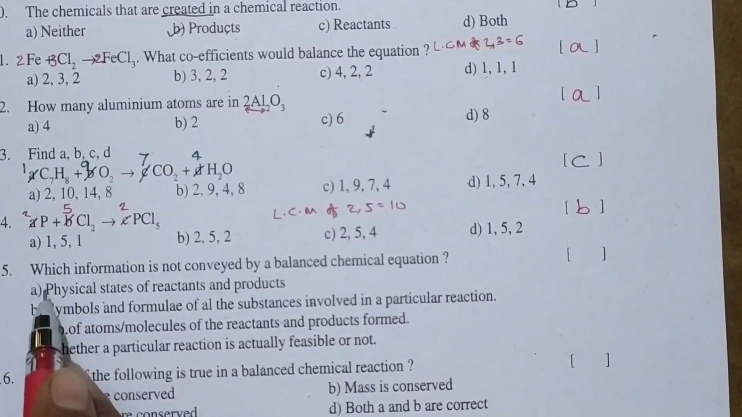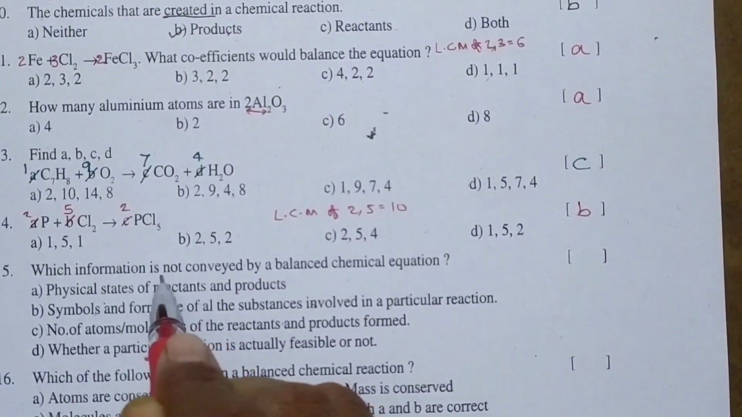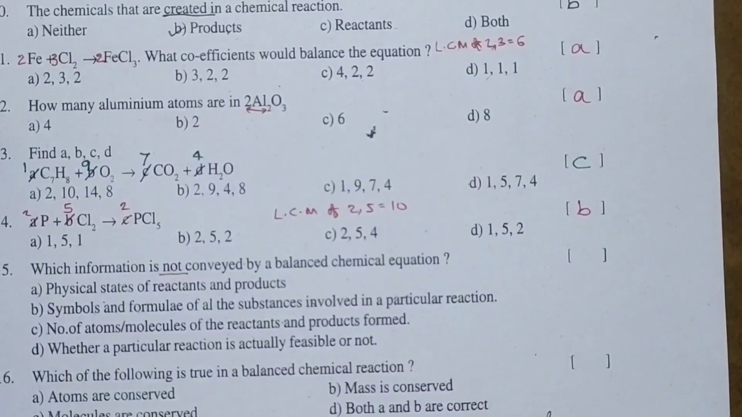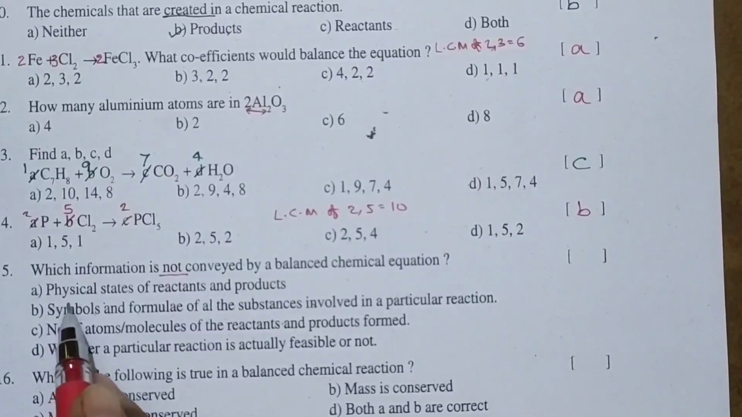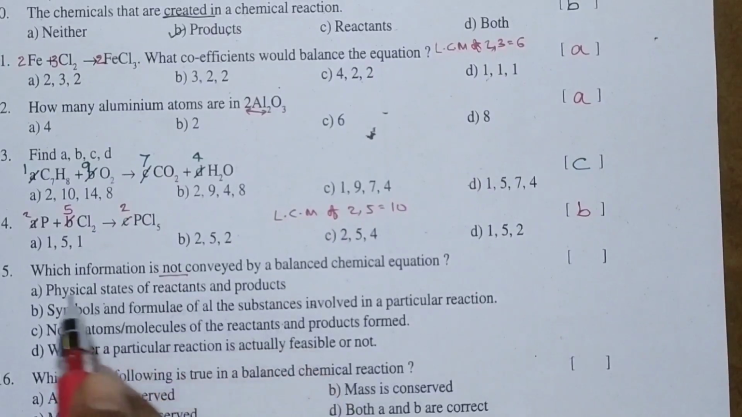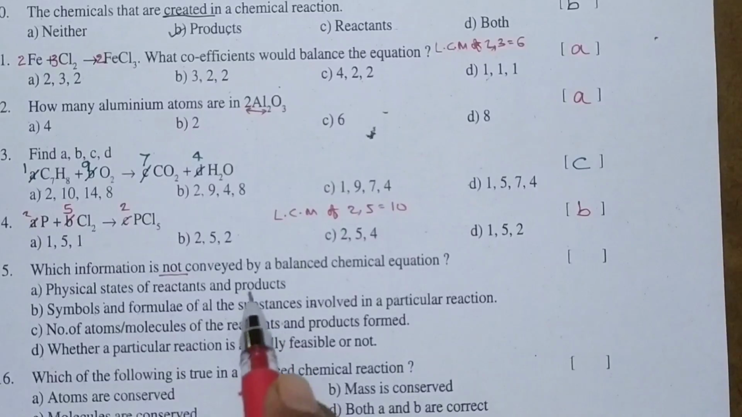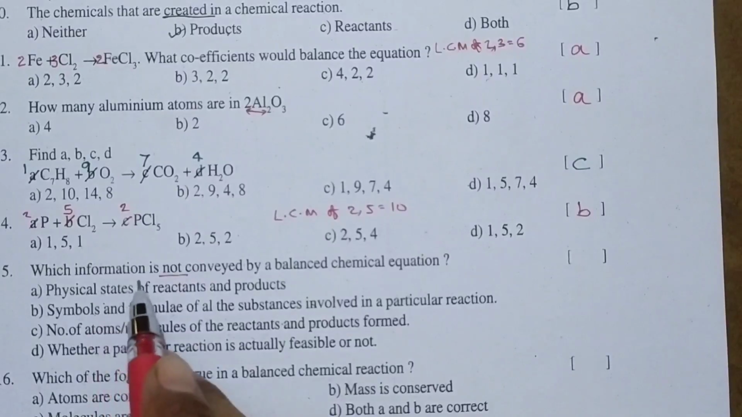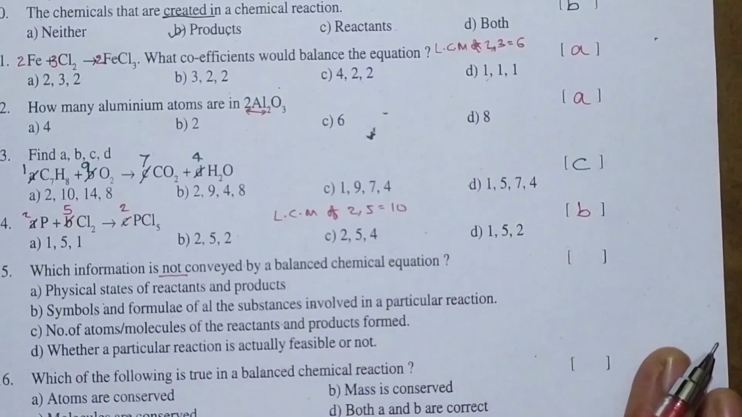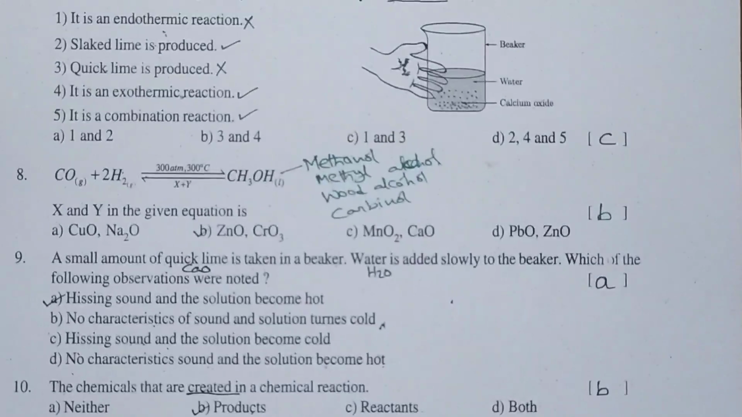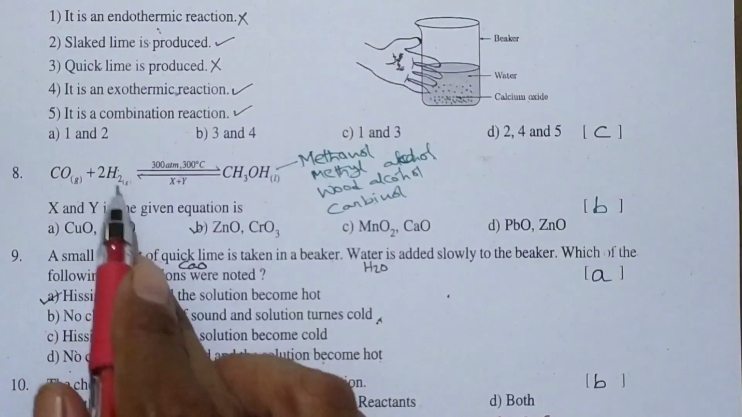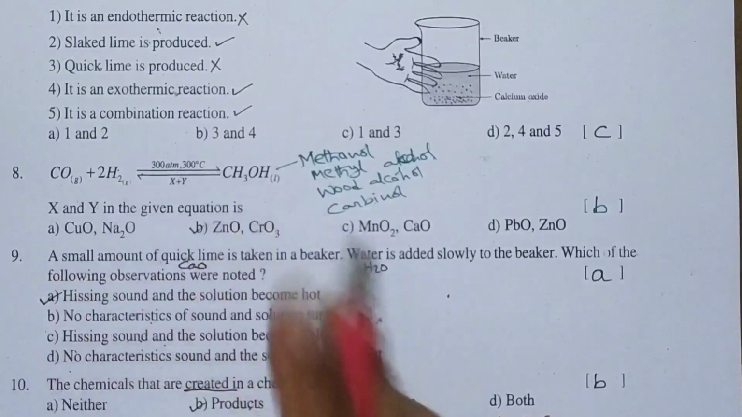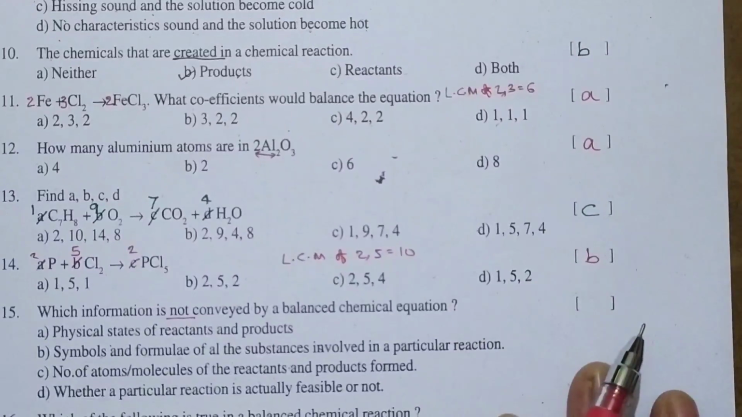Which information is not conveyed by a balanced chemical equation? Now if you read the options carefully, the physical states of reactants and products will be clearly known by using a balanced chemical equation. See, in certain cases gas, liquid, aqueous, solid. For example, I would like to show you one example: carbon monoxide gas, hydrogen gas, CH3OH is liquid. That means the physical states can be known.